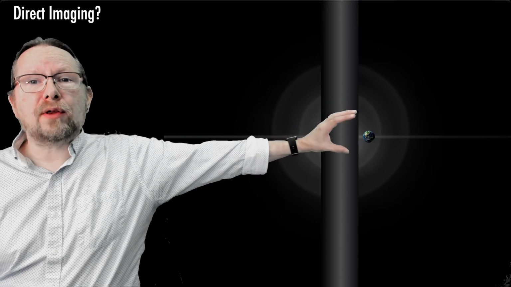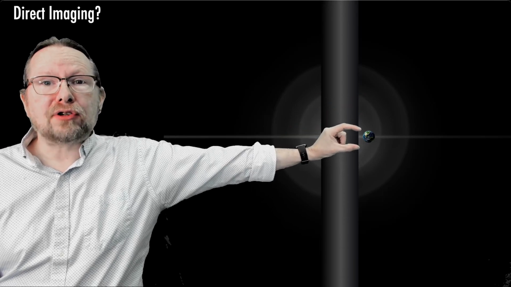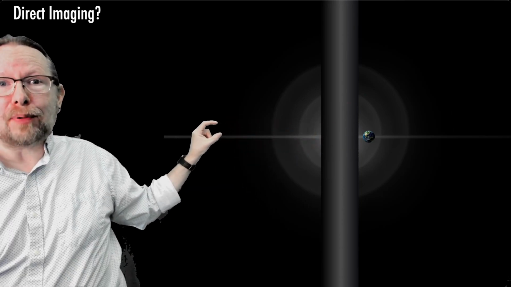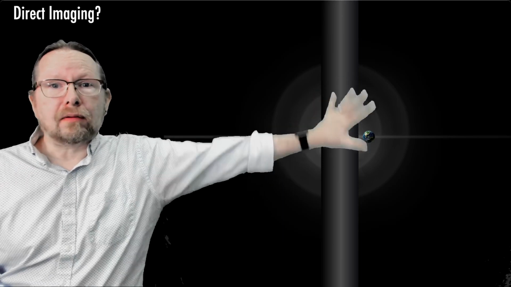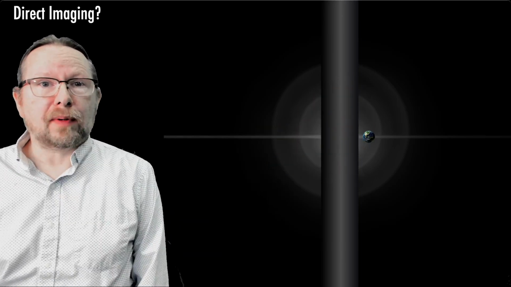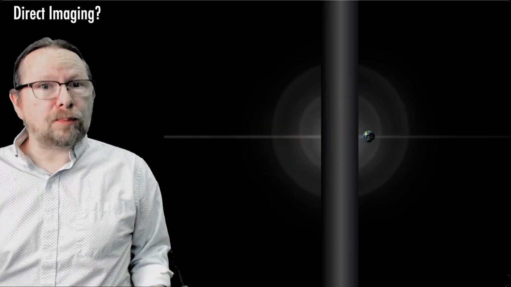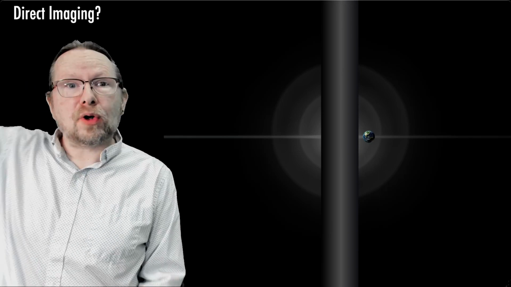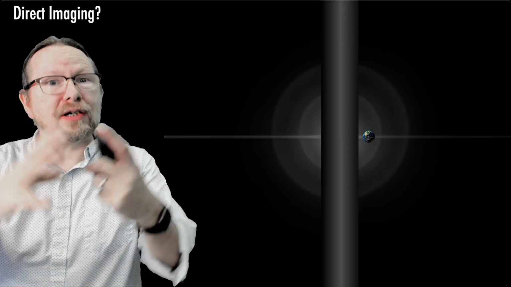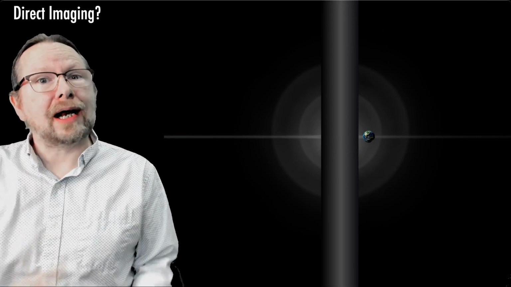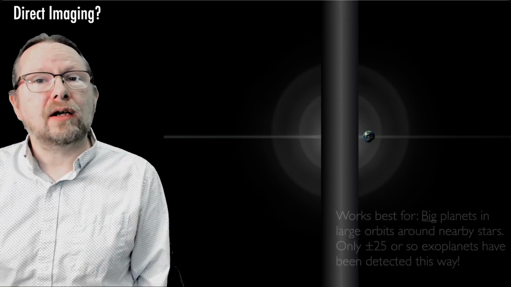When is this going to work the best? It's going to work the best for big planets that reflect a lot of light, and it's going to work better the further that planet is away from its star, because the less likely its light is to be overrun by the light of the star. If you imagine a planet like Jupiter in our solar system, if you were in another solar system, it would be way easier to see Jupiter than the Earth, right? Because it is bigger and reflects more sunlight, and it is further away from the sun.